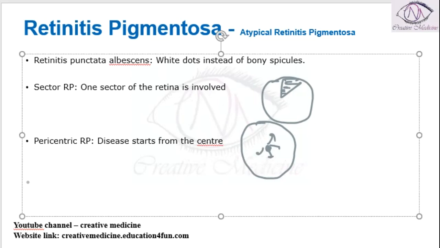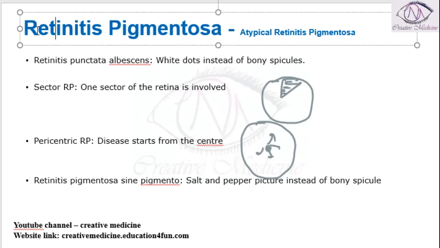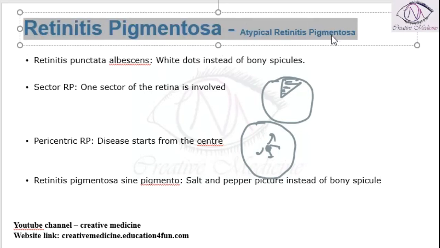Then we have retinitis pigmentosa sine pigmento. In retinitis pigmentosa sine pigmento, instead of the presence of bony spicules in the fundus examination, we see a salt and pepper picture. So these are the different types of atypical retinitis pigmentosa.